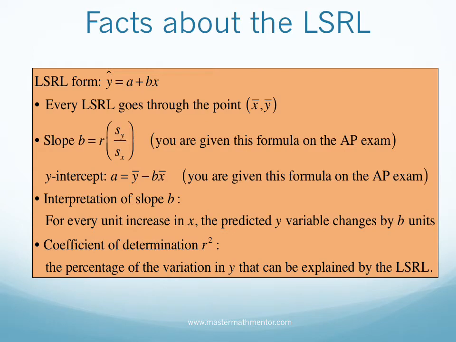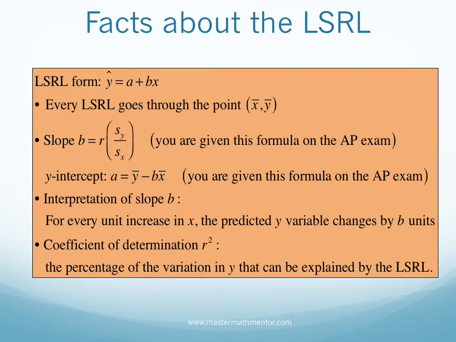There are certain facts about the least squares regression line that you need to know. First, the form of the line is y hat equals a plus bx. All least squares regression lines go through the point x bar, y bar. There are formulas for slope b and y-intercept a. Slope b equals r times the quantity s sub y divided by s sub x, and the y-intercept is given by y bar minus b times x bar. You do not need to memorize them, as they are on your formula list given to you at the start of the AP exam, but you do need to know that these formulas exist.